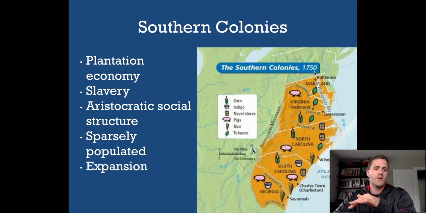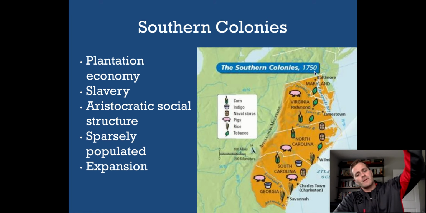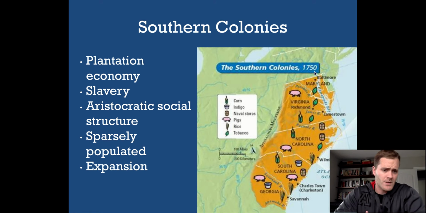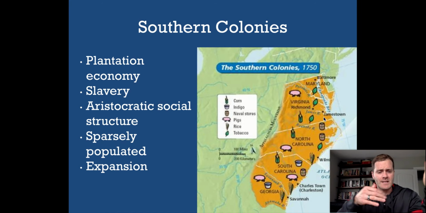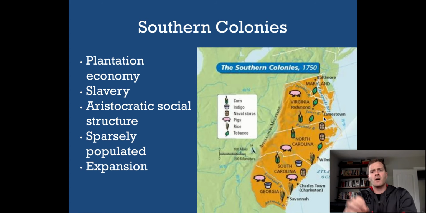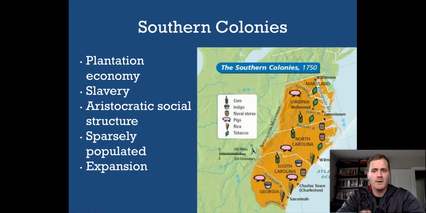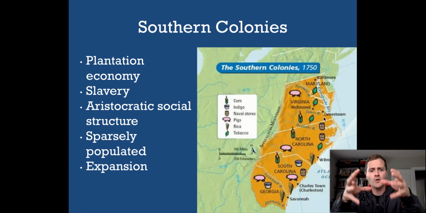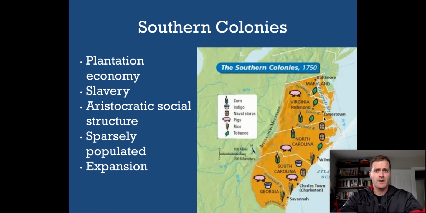Now, I want to start in the south, and then I'm going to go to the north, and then I'll go back to the middle colonies afterwards. Now, the southern colonies, we can lump together the Chesapeake and the Deep South because eventually they're going to really merge into a very similar system. The southern colonies are going to be built on a plantation economy. They're going to be built on ownership of large amounts of land for agriculture that is not meant to sustain communities or people. This agriculture is instead meant to maximize profit.